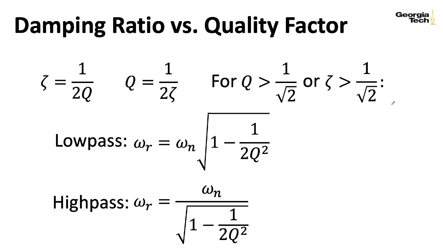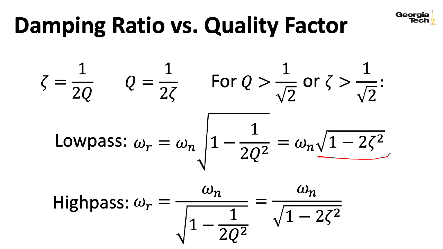Now, one convenient thing about the zeta notation is it does tend to make a lot of the expressions more compact. You can write them on one line, and you don't need these divisions. So in the low pass case, we have omega n times square root of 1 minus 2 zeta squared. And for the high pass case, we have omega n over square root of 1 minus 2 zeta squared.